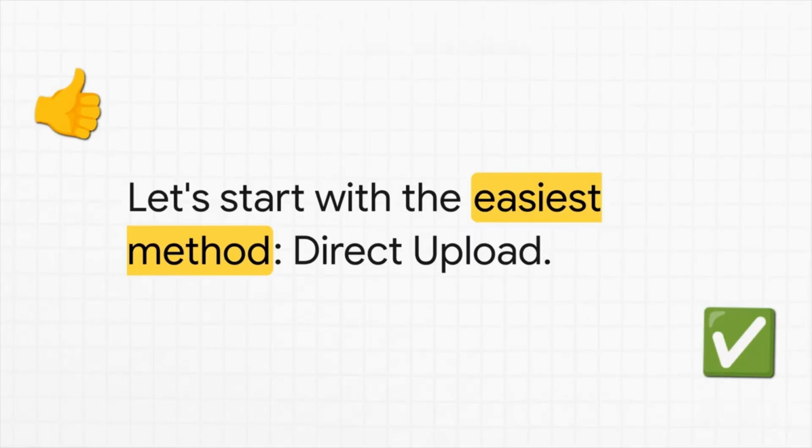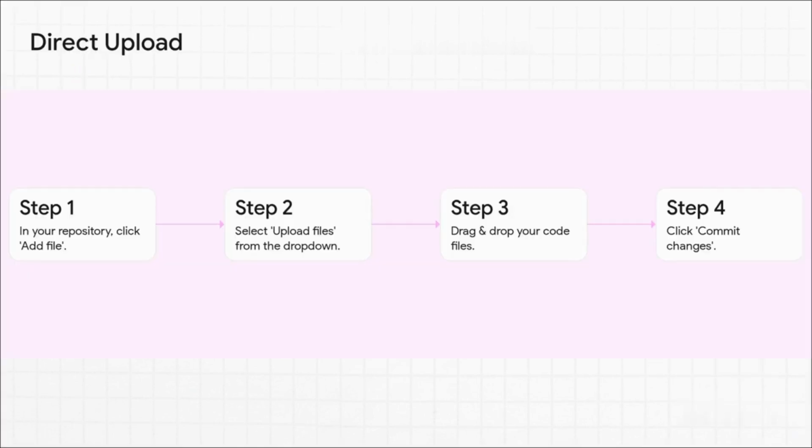Since this is our first time, we're going to build up that confidence and start with the easiest, most straightforward method there is. We're going to get your code online right this second using the direct upload feature on the website. Okay, so go to your new repository page. You should see an Add File button. Click it, and from the menu that pops up, choose Upload Files. From there, it's literally just drag and drop. Grab your project files from your computer and just drop them into the browser window. Once they're there, you'll click the green button that says Commit Changes, which is basically just GitHub's way of saying save.